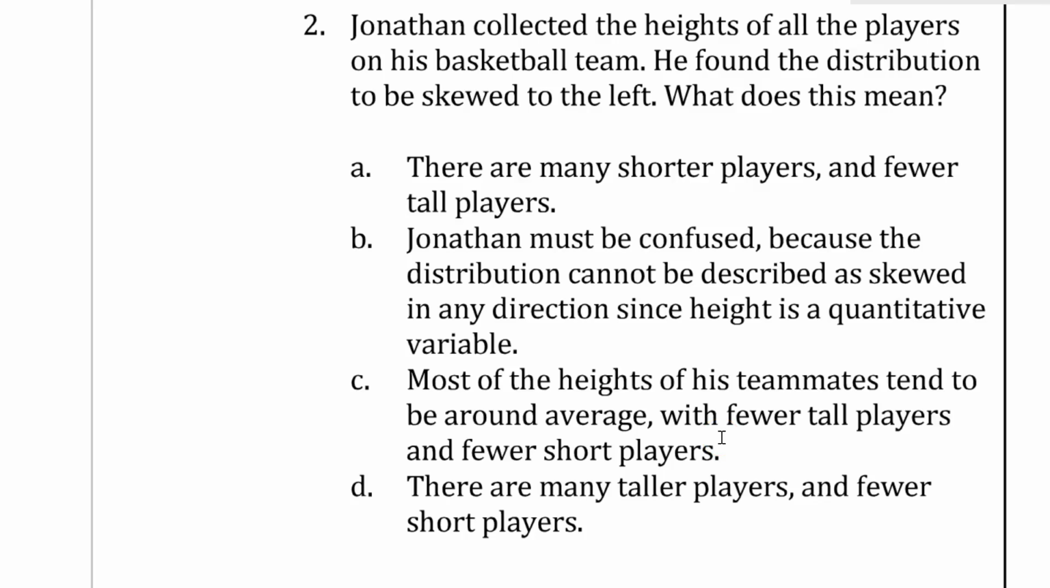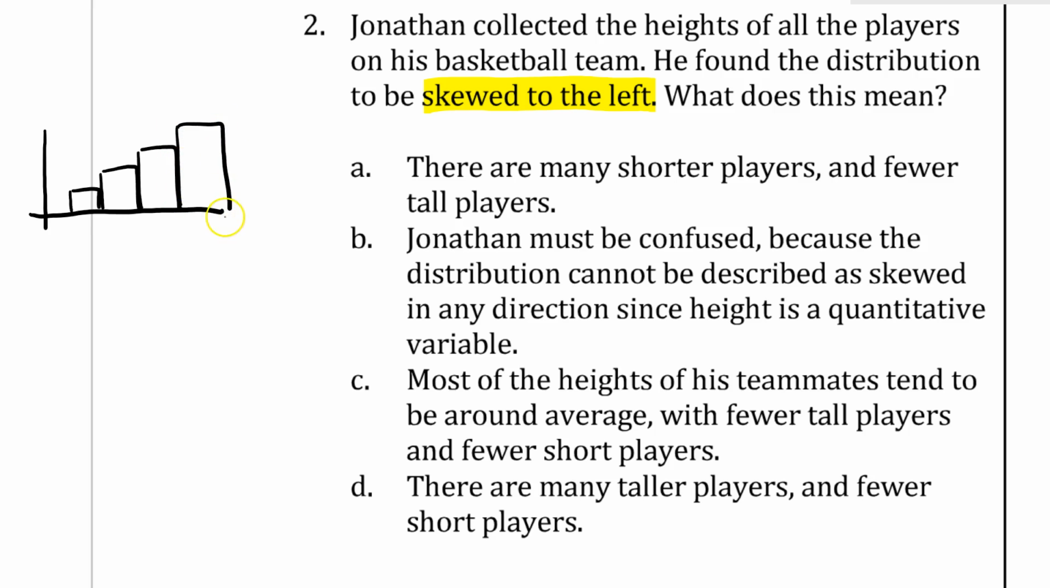Jonathan collected the heights of the players on his basketball team. He found the distribution to be skewed to the left. What does this mean? If we recall what skewed to the left looks like, this distribution is going to have a graph, or a histogram, or any kind of graph, where the tail is longer on the left side. So perhaps something like this.